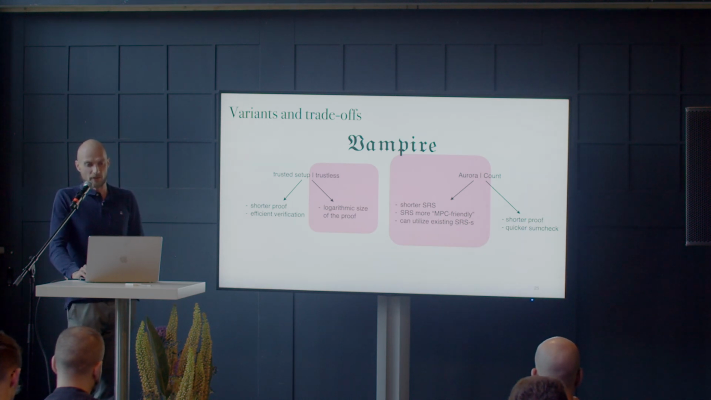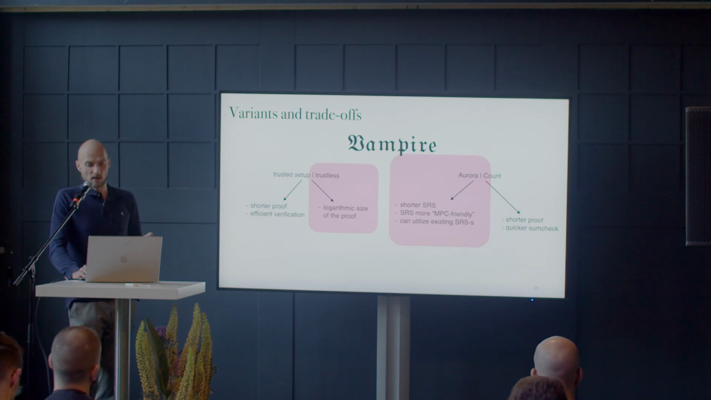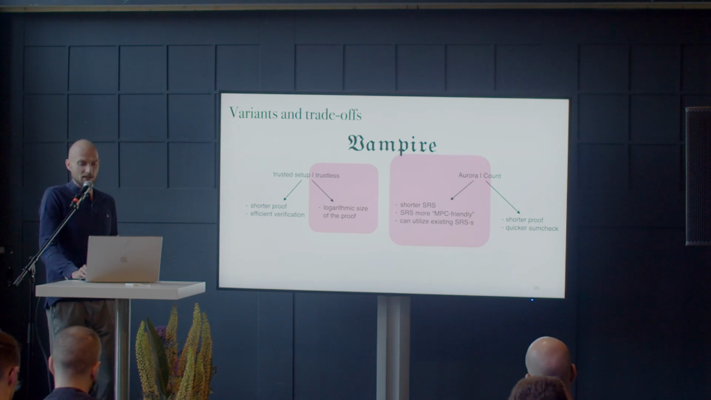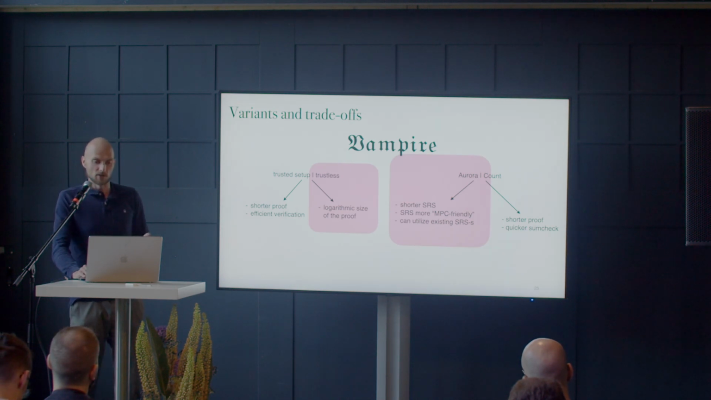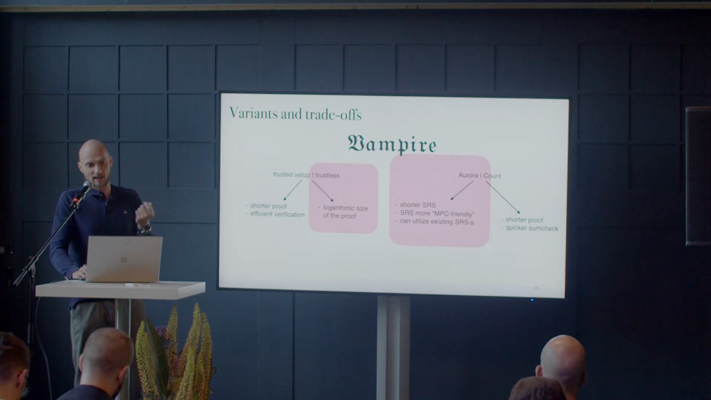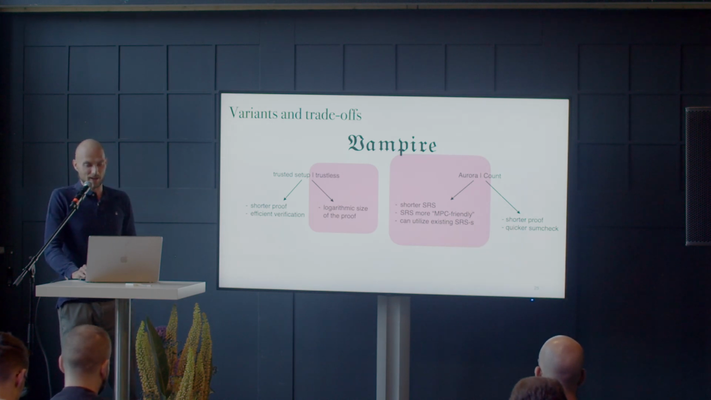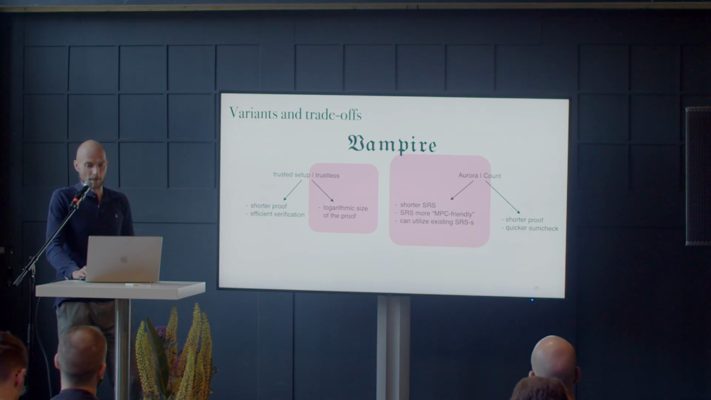We also have a third variant, where we use a trusted setup, but instead of count, we just use Aurora. That allows us to have a shorter SRS, an SRS which is a bit more MPC friendly, and we can utilize existing SRSs. Because when we use count, we need an SRS with this gap, and most of the SRSs you see in the space don't have this gap.